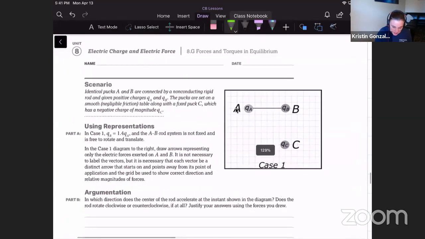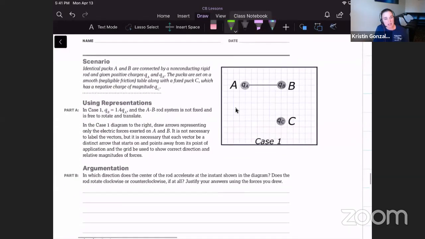Okay, and then the next thing I have here is not Gauss, but it's just a little bit more fun with charge to wrap up our charges, forces and fields. We're going to revisit it, but we're going to move on to electric potential tomorrow. So we're going to do this problem that I found. We have two pucks connected by a non-conducting rigid rod and given a positive charge QA and QB, both of them given positive charge. The pucks are set on a smooth, frictionless table along with a fixed puck C, so this one's not going anywhere, which has a negative charge QC.